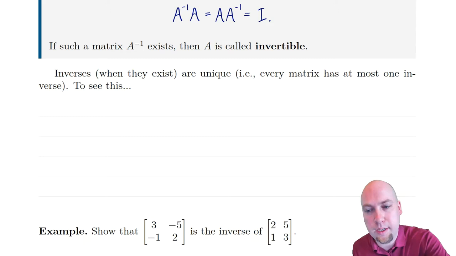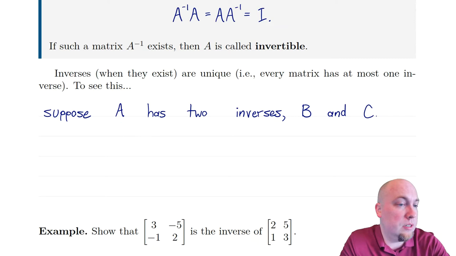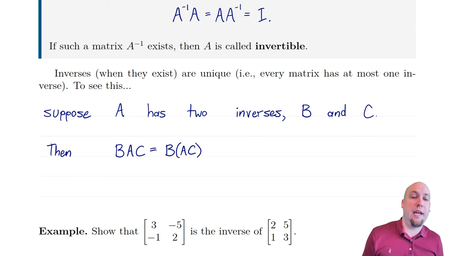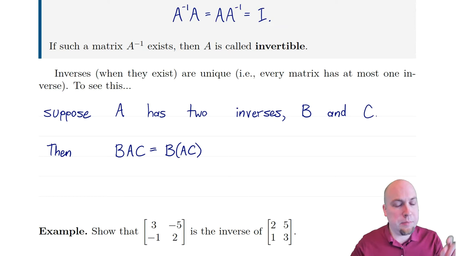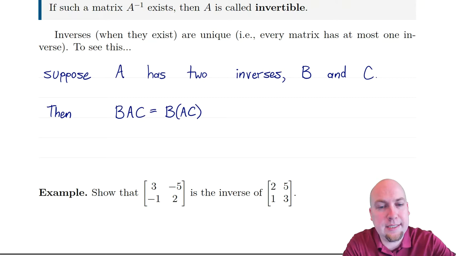And we can prove this really quickly. Just suppose that a matrix A had two inverses, call them B and C. So B is an inverse of A, and C is also an inverse of A. Then we're going to show that B and C must actually be the same thing. The way that we're going to prove that is to consider this triple matrix product, the product BAC. And I'm just going to compute that product in a couple different ways. The first way is to group the second two matrices together. I'm going to think of this as B times AC. I'm just going to throw in some parentheses.